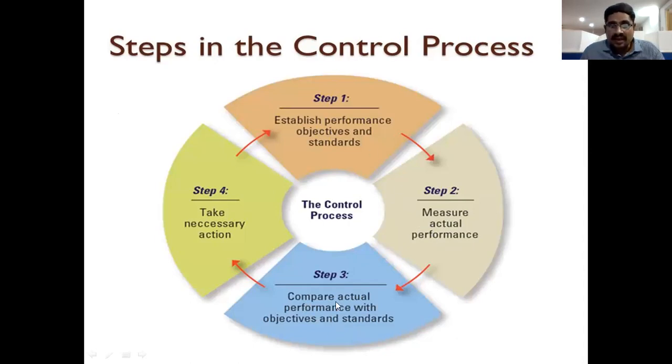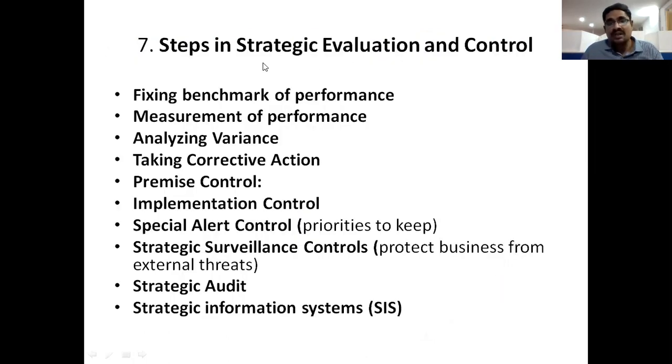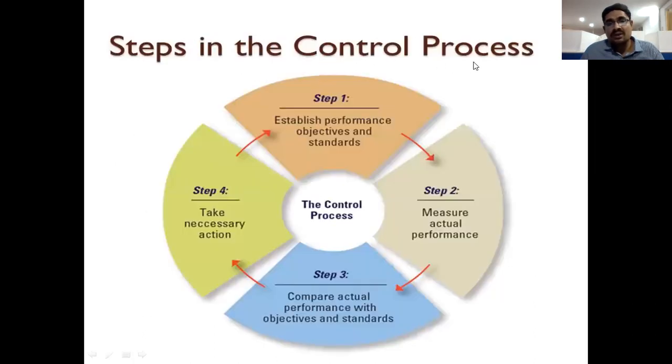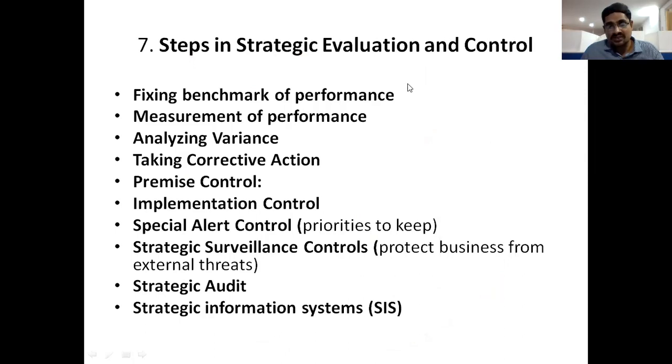Next, compare actual performance with objectives and standards. So comparison between these two: measure actual performance and established performance objectives and standards, right? Comparison between these two is the third step. And take the necessary actions to fill the gap. So this is the controlling process. Another name for it is strategic evaluation control.